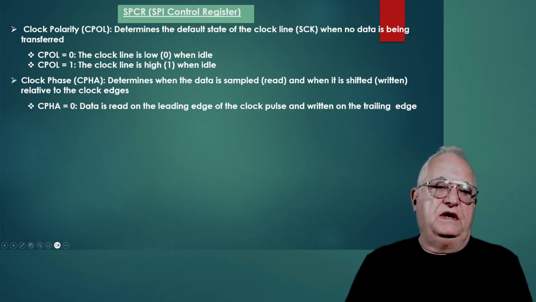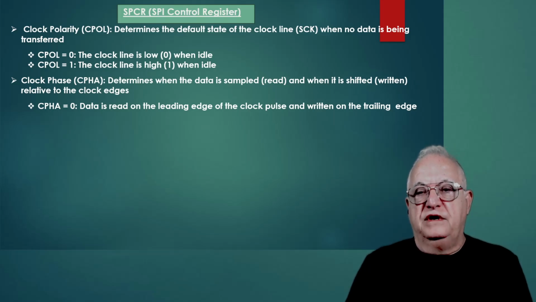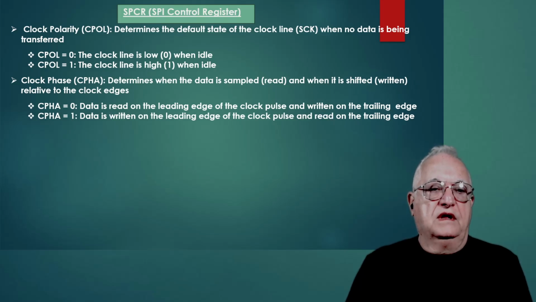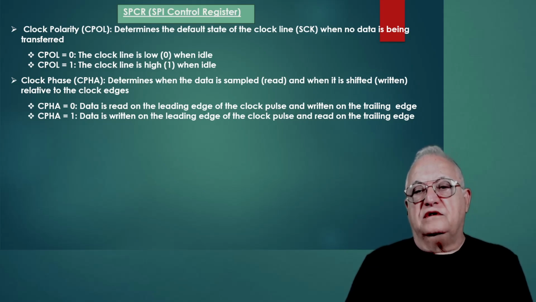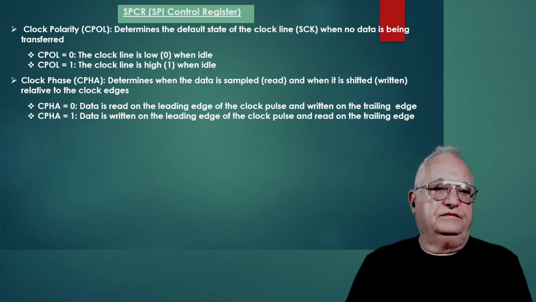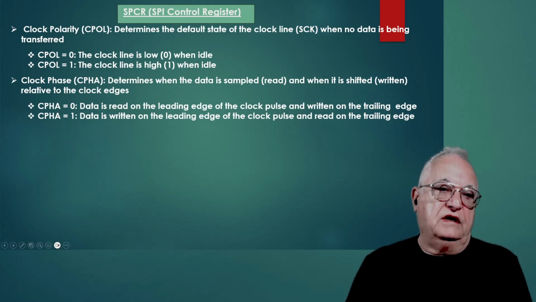We set the CPHA to 0, which is data is read on the leading edge of the clock pulse and written on the trailing edge. Or you can set it to 1. Data is written on the leading edge of the clock pulse and read on the trailing edge. So they are the positive. Now the important thing about this parameter again is that the slave and the master have to match.